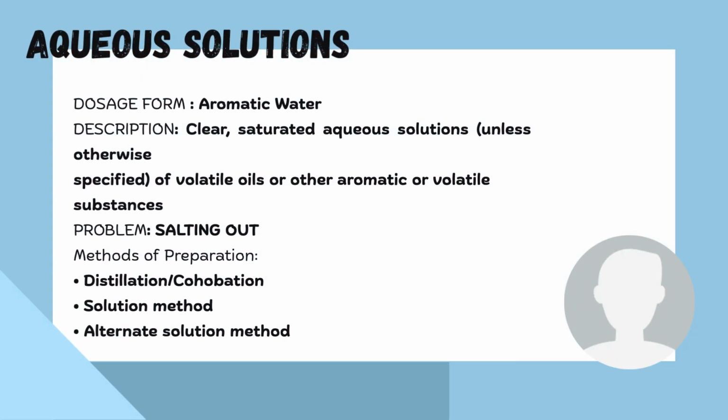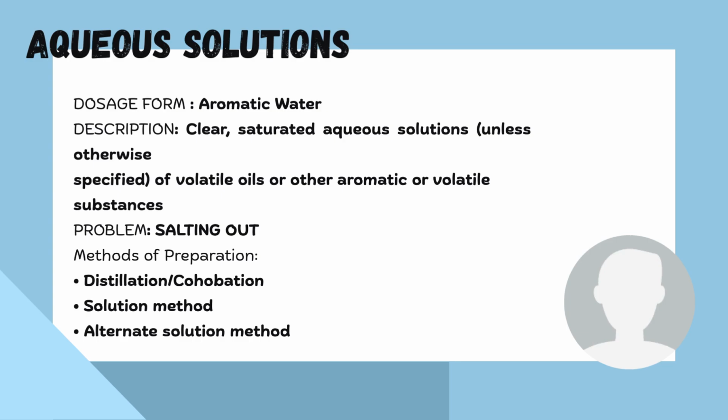Okay, under liquid dosage forms, aqueous solutions are those that use water as the solvent. One important example of an aqueous solution is aromatic water. Aromatic waters are clear, saturated aqueous solutions of volatile oils or other aromatic or volatile substances. In short, these are flavored or scented waters that contain a small amount of essential or aromatic oil dissolved in water. Example: peppermint water, rose water, camphor water, and it is used as flavoring agents, therapeutic vehicles, or perfumed preparation. And then, one problem, kay mo salting out siya.